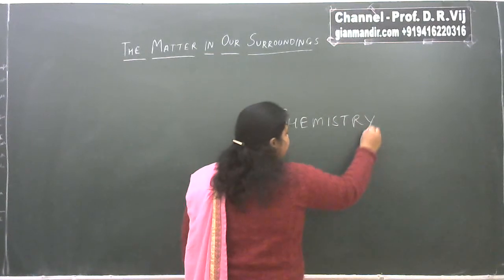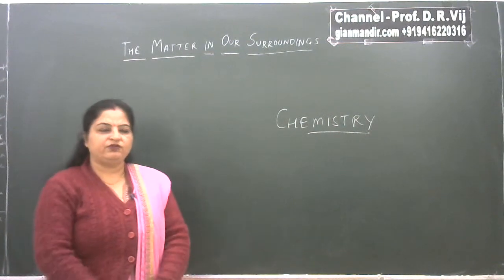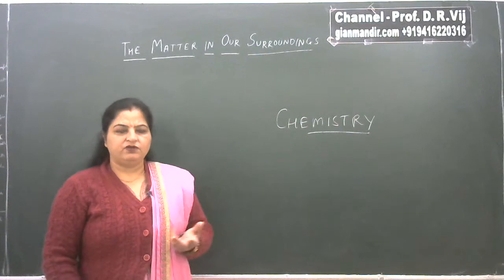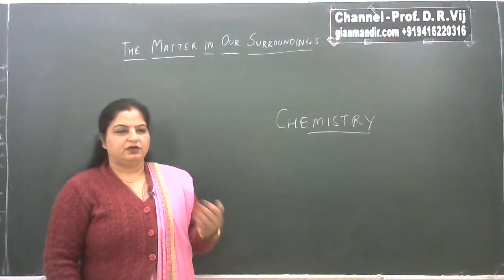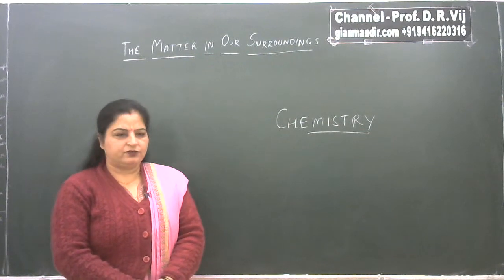In science we have various branches. The branches are like physics, chemistry, biology. These are three fundamental branches. Otherwise you may have a number of other branches and other subdivisions also.